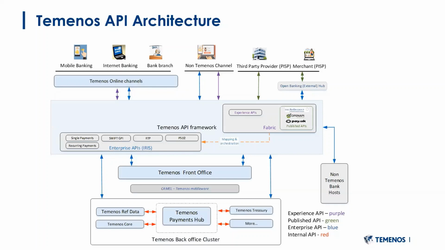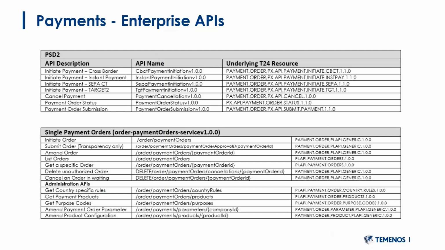Right now, I would like to take you through some of the enterprise APIs, most popular ones. The first one is PSD2. So if you are a TPP, if you're trying to interface a TPP to your bank, and then you want to look for these APIs, which are specifically built for PSD2 purposes.